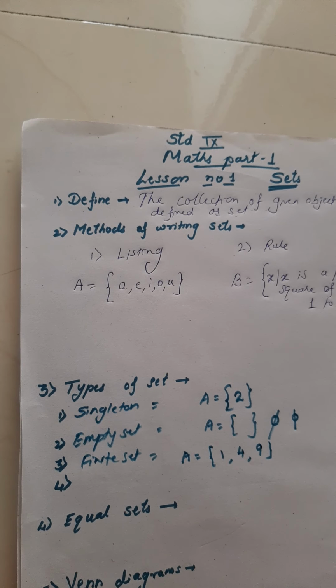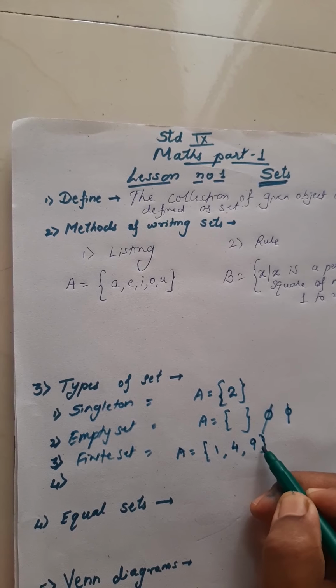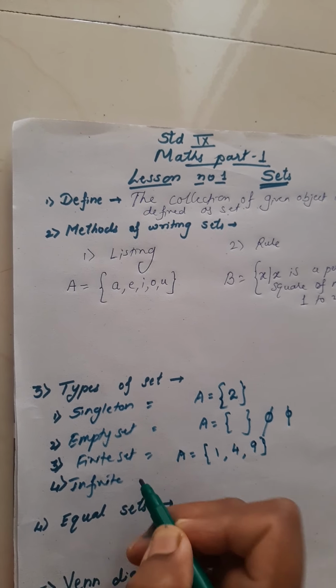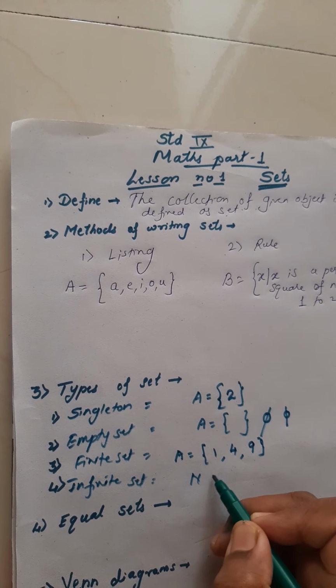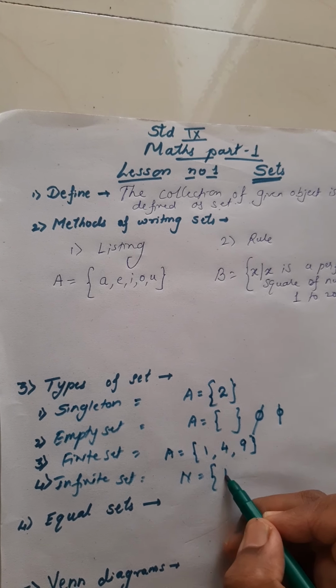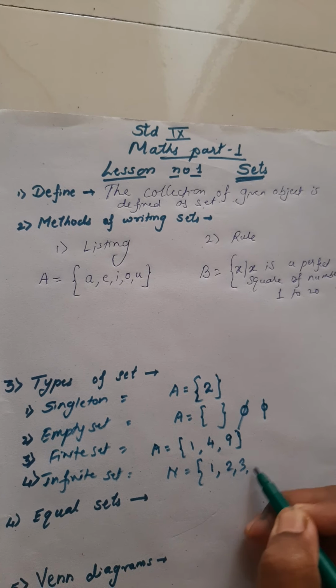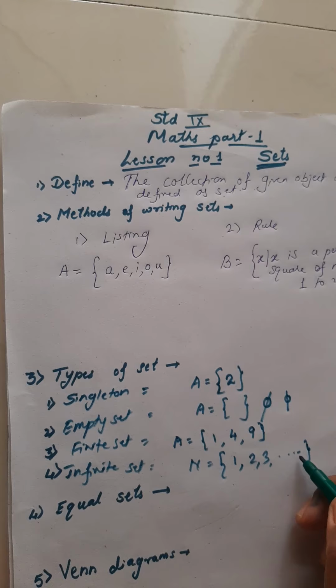Now next it is an infinite set, and here we have not written any dotted line at the end. In an infinite set I will give any numbers. Now I will write here natural numbers. Natural numbers are the numbers which start from 1: 1, 2, 3, and so on. It is not completed, so it is called an infinite set.